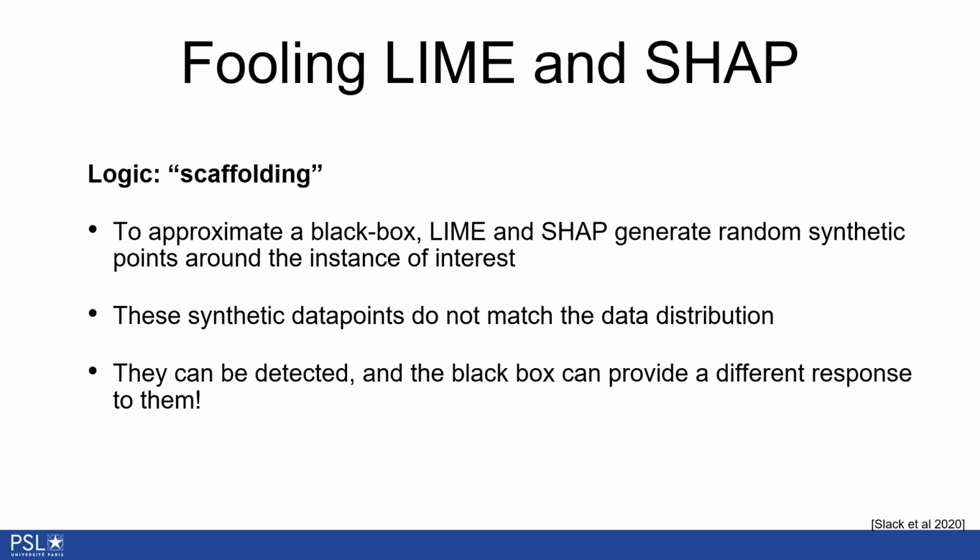In particular, if the black box can detect the inputs as being synthetic rather than belonging to the true dataset, then the black box model can provide a different response to synthetic data than for true data. In this way, it can fool explanation methods and potentially regulators.